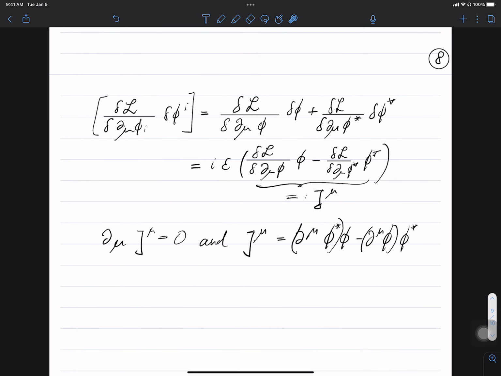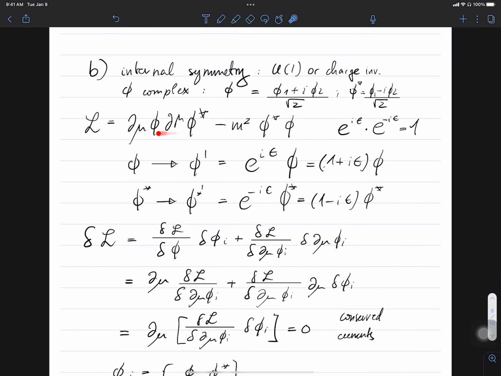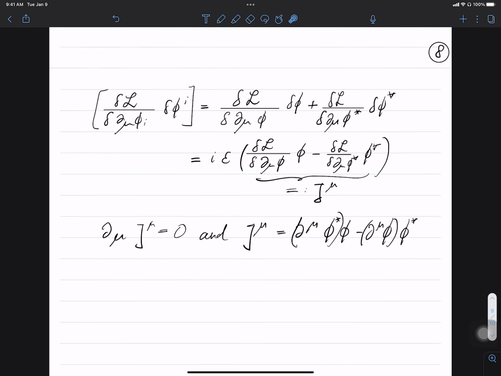So we know that this current is covariantly conserved, and this is how it reads if we just take the Lagrangian above that we have here and plug it into this equation that we derived in the general form. This will actually be part of the homework, to verify that this is the correct version of the current.